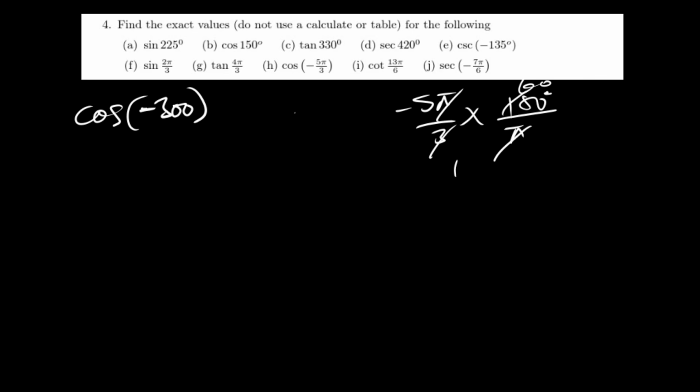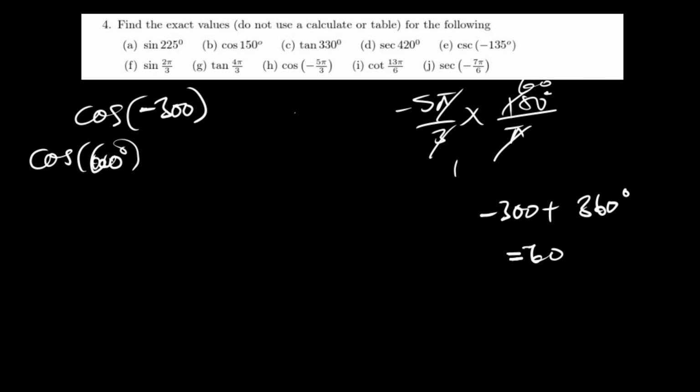But remember what I said, if the angle is negative, add 360 to get the positive angle, so that it should be within this range. So now if I add this, I'll end up having a positive 60 degrees. So this is the same as finding cos 60 degrees. So what is cos 60 degrees? And remember, this angle here, cos 60, is in the first quadrant.